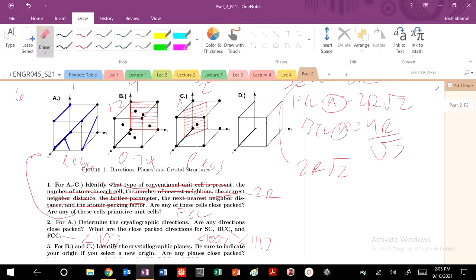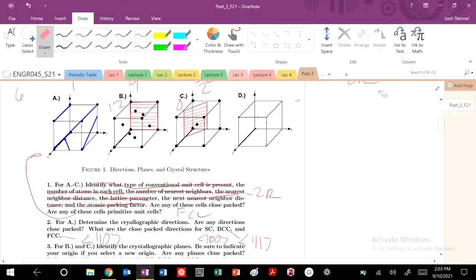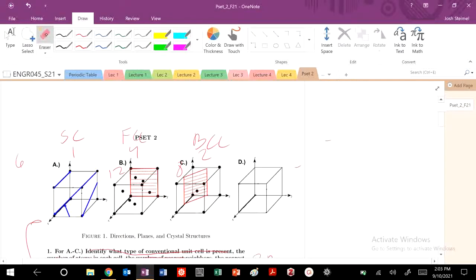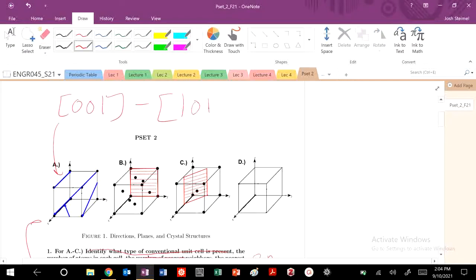So I'm going to go ahead and erase to give us some room. All right, so let's look at this vector here. What's my finish? 0, 0, 1. What's my start? It is going to be 1, 0, 1. So that leaves me with negative 1, 0, 0. So that's that direction, and that is a close packed direction.